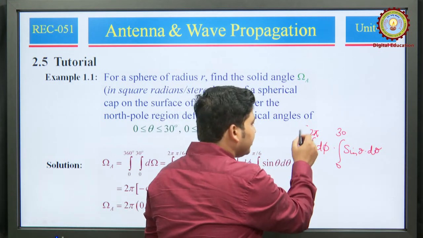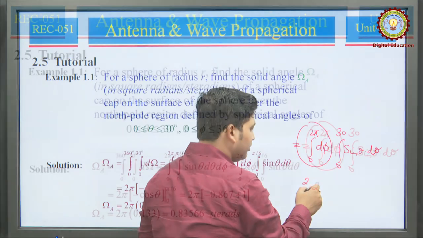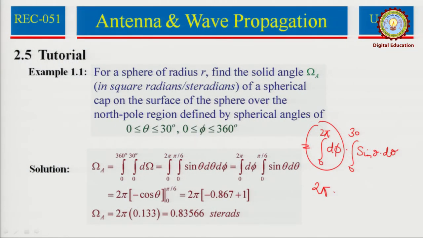Now, integrate this. What is the value of this? We know that it is 2 pi. And what is the value of this? Integration of sin theta is how much? Minus cos theta. Now, minus cos theta varying. Here it is mentioned pi by 6. 30 degrees is nothing but pi by 6. Okay. You can easily do it. So, after putting this value, we will get the final answer, which is 2 pi into this value. So, our final answer is 0.83566 steradian or solid angle.